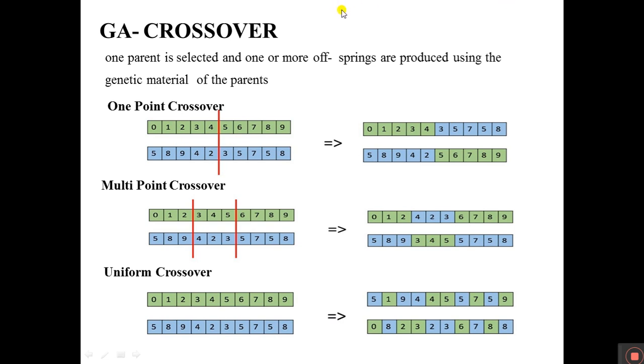Right? So these things we already discussed. So here if I take 0, 1, 2, 3, 4, single crossover means this is the first parent, this is the second parent. If I do 1 point crossover, this 0, 1, 2, 3, 4 combined with the second parent 3, 5, 7, 5, 8. Similarly for the second parent combined with the first parent. Multi-point crossover means I am taking two different levels. So I am combining these two. So 0, 1, 2 combining with 4, 2, 3, then 6, 7, 8, 9. Parent 2 contains 5, 8, 9, then 3, 4, 5, then 5, 7, 5, 8.